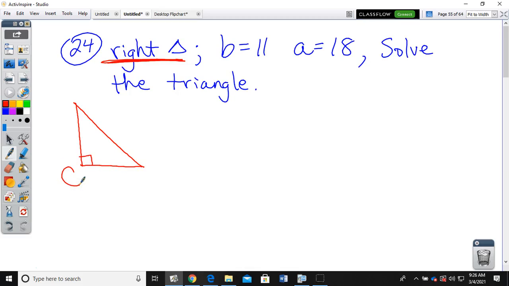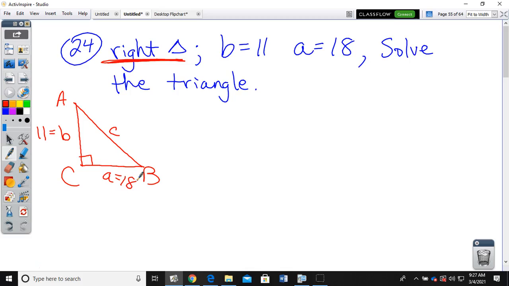When you're drawing A and B, listen to me carefully. It does not matter which angle you let be A or B. Okay? You can let the top one be A and the bottom one be B, or switch them. It doesn't matter. Okay? Now, when you label them, this is what matters. Little a is always opposite what? Big A. So here's the A. Little b is always opposite big B. And little c is always opposite big C. And now let's plug in what we know. We've got 11 for B, and we've got 18 for A.